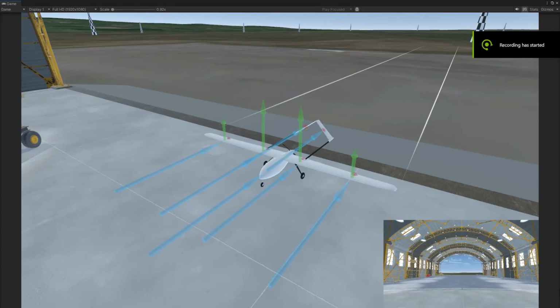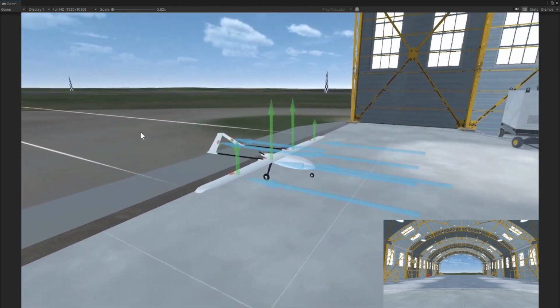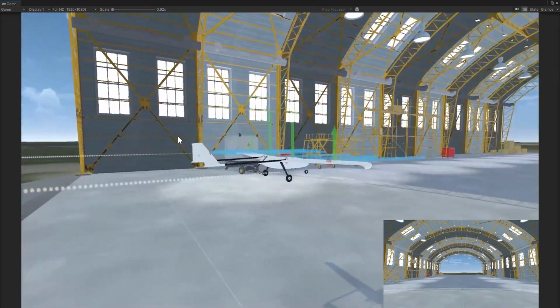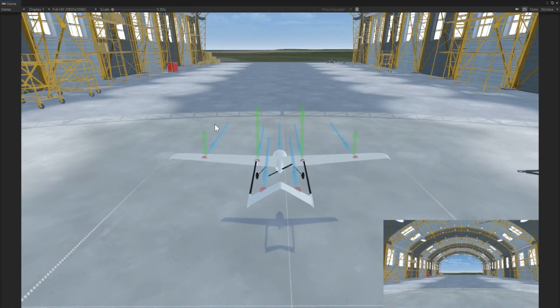Here, the aircraft is seen suspended in the hangar with air being blown at it at a constant velocity and angle of attack. The velocity vectors are marked in blue and the generated lift vectors are marked in green. The deflection of the control surfaces causes the lift vectors to change.